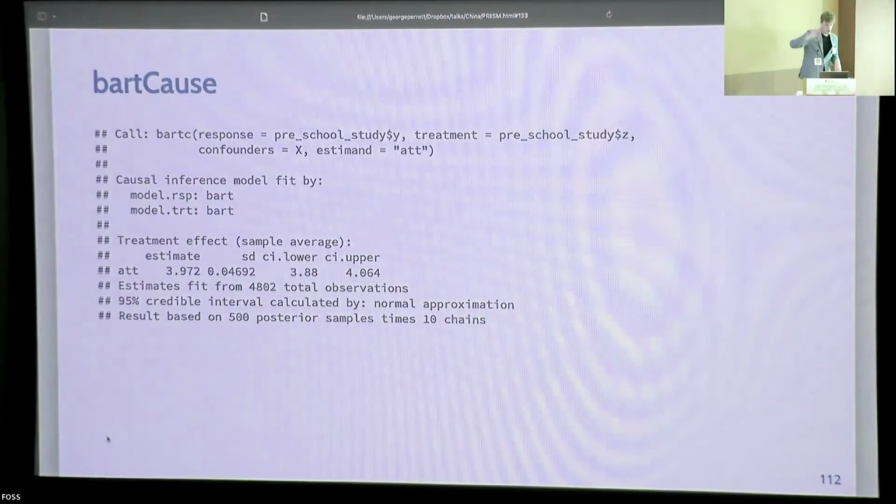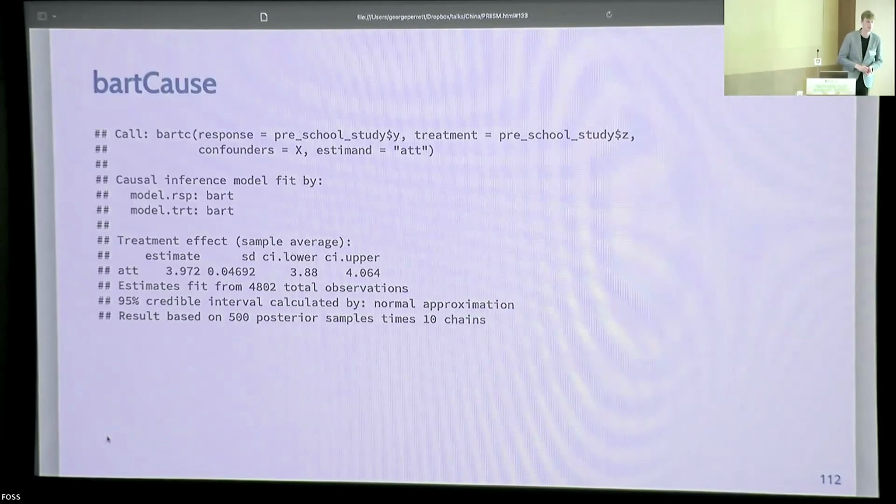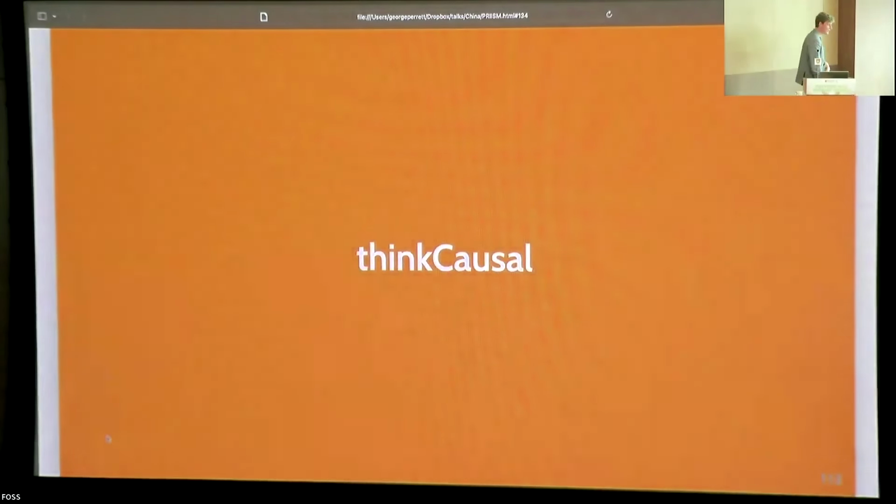You fit the model, and it'll estimate a result of 3.972. And that actually is very close to the truth. The true result from this data set, I believe, is 3.98. So the result here is spot on. But you need to know how to program all of it. And so this is where Think Causal comes in. A lot of my work over the last 2 years has been building point-and-click software.